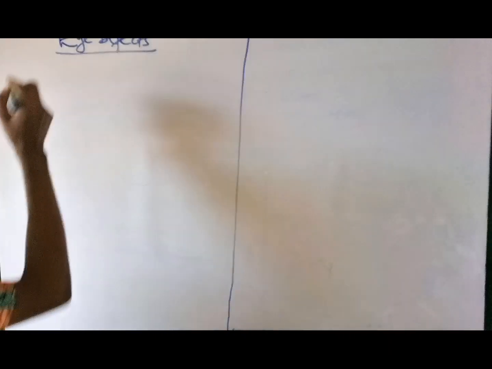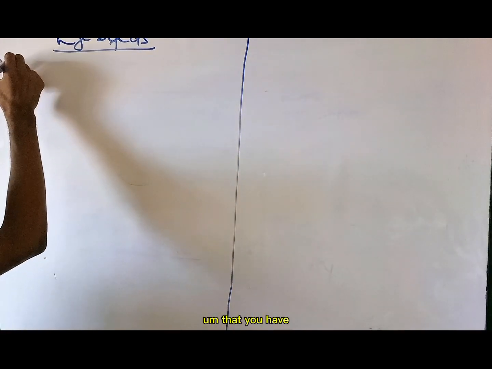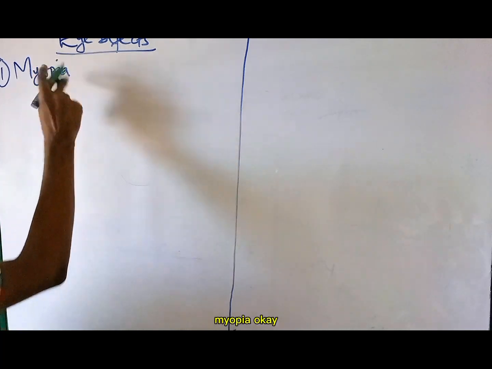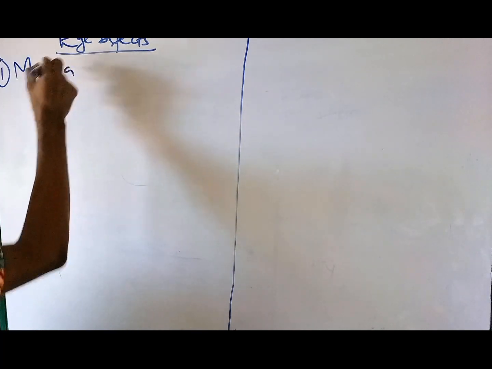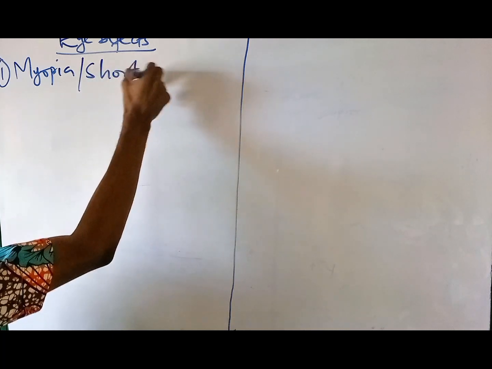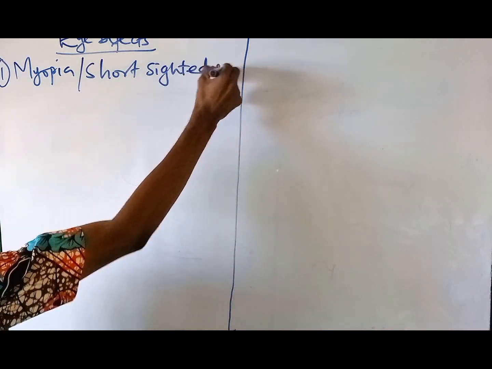basically, these are the major eye defects that you have. You have myopia. Myopia, okay? Myopia is also called short sight. You can call it short sight or short-sightedness.